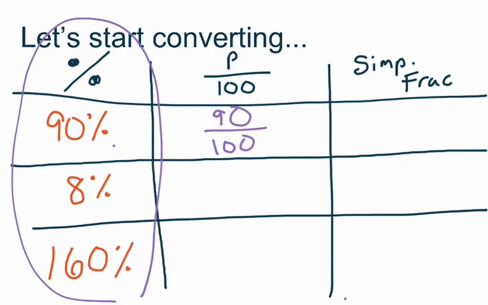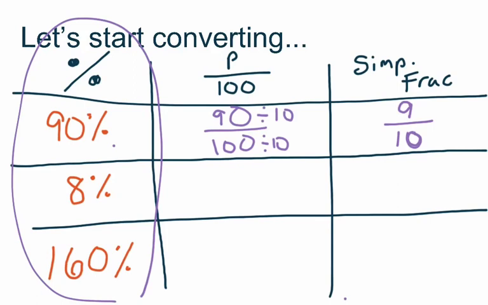So I look at 90 over 100, and I know I can divide both of these by 10, because they both end with a 0. 90 divided by 10 would be 9, and 100 divided by 10 would be 10. I cannot simplify 9/10 any further, so that's the fraction form of 90%.